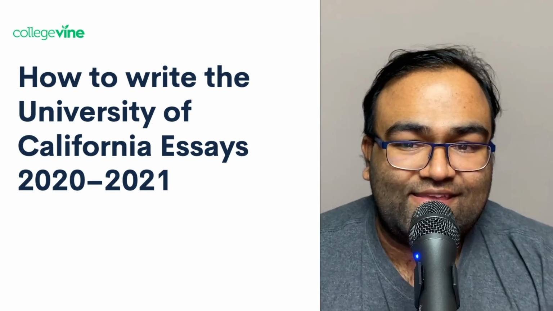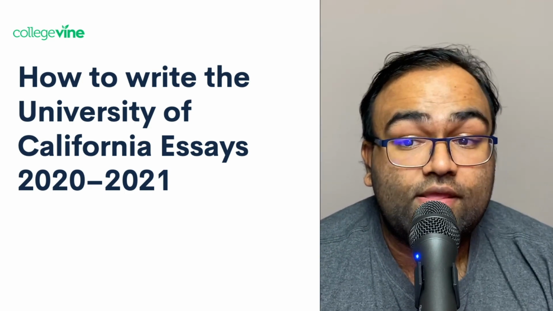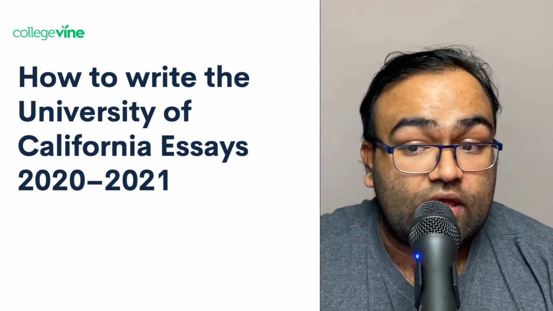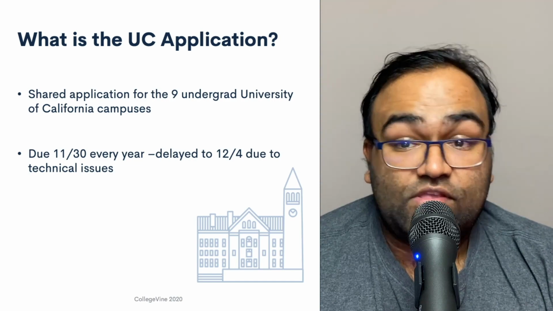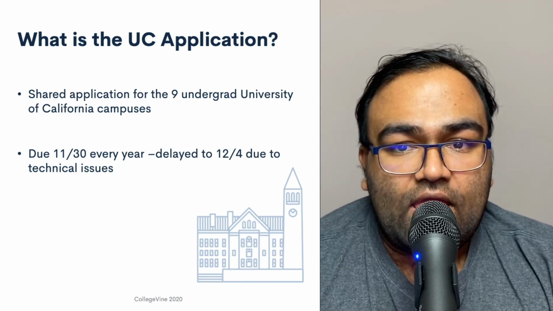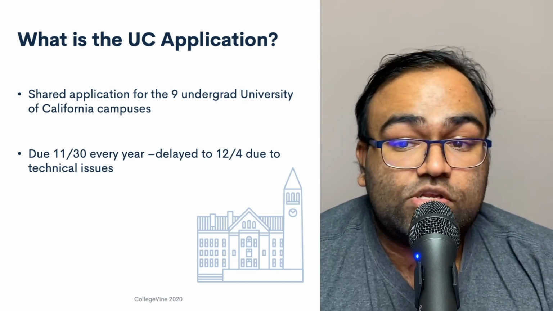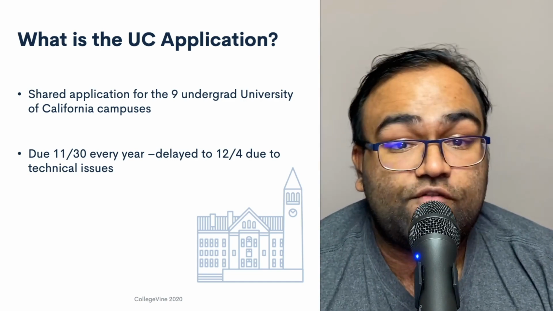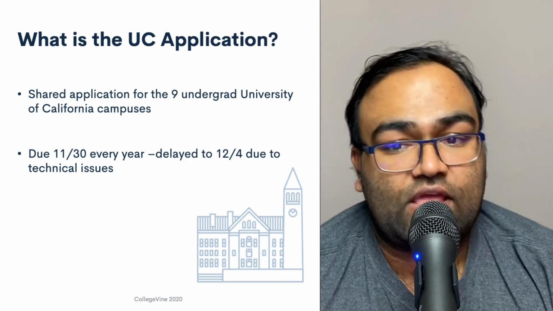All right, in today's video, we're going to be talking about how to write the 2020-2021 University of California essays. Maybe as a good starting point, let's talk about the UC application, the actual application that you'll be writing these essays for. So the UC application is a shared application for the 9 undergraduate University of California campuses.